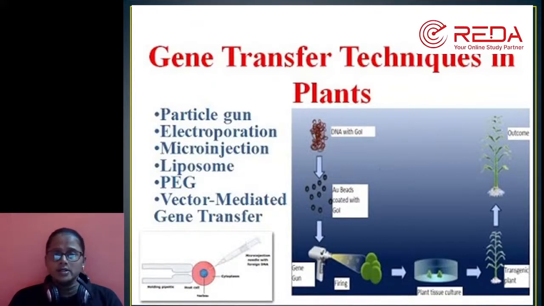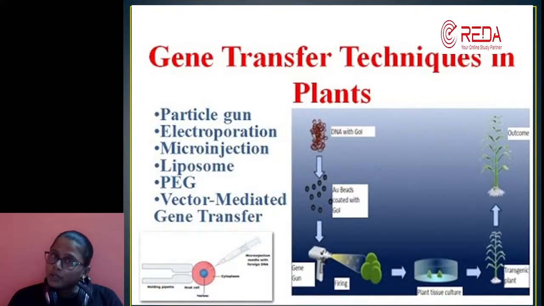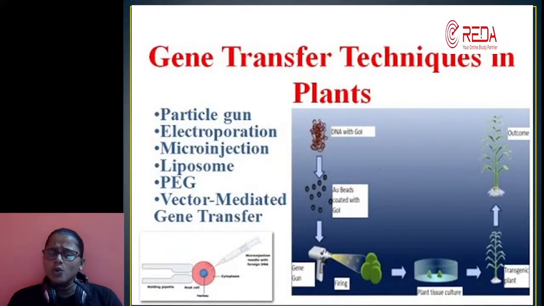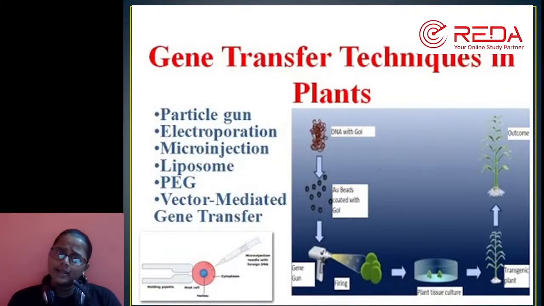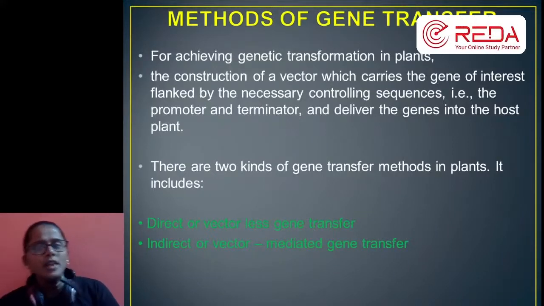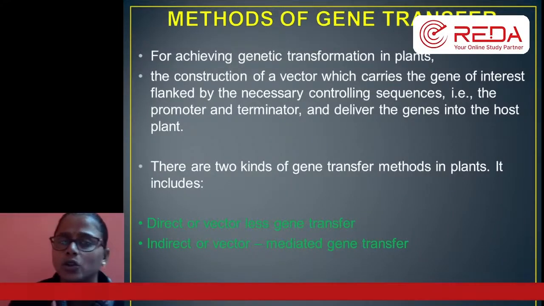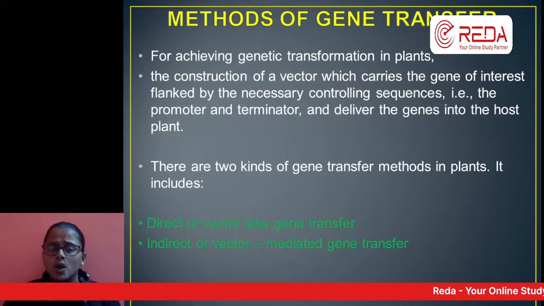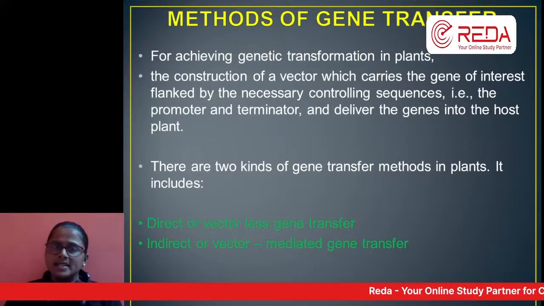So we need the techniques. It may be a particle gun or electroporation, microinjection, liposome, or polyethylene glycol and vector mediated. Like that, we are going to use different techniques to transfer the gene in the plant. So broadly, we are classifying this method of gene transfer in plants into two categories. One is called direct or vectorless gene transfer.